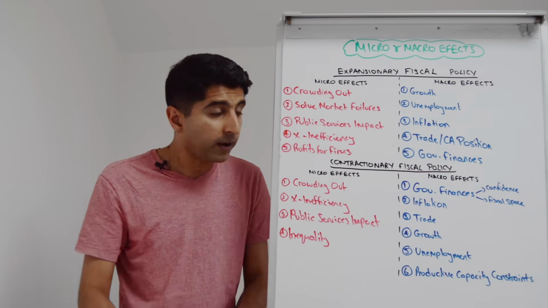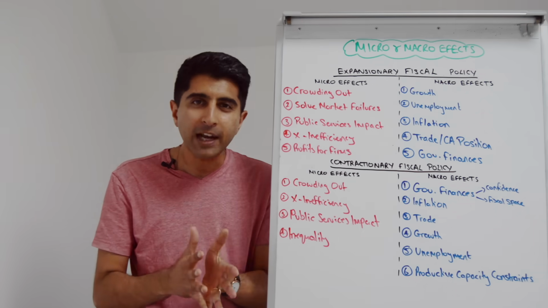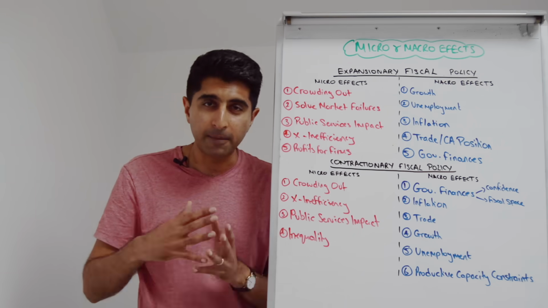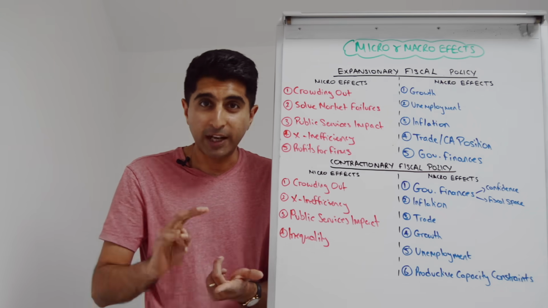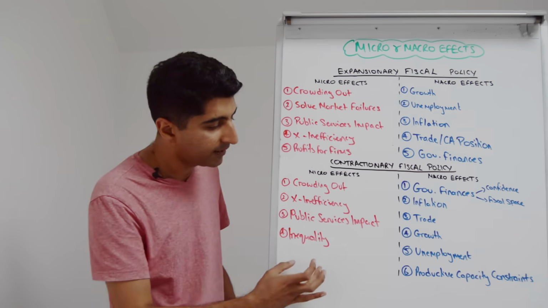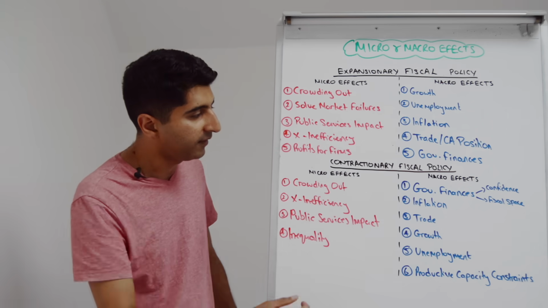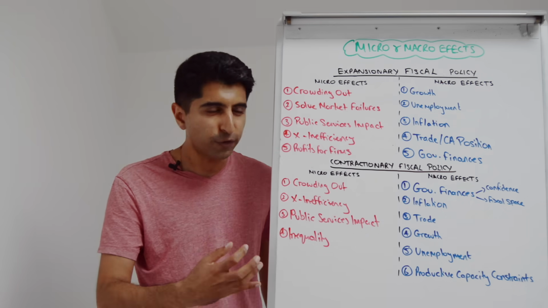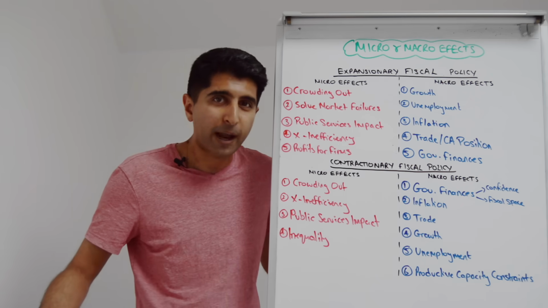And higher inequality. If inequality is in the micro side of your course, then you can mention that as a micro effect by cutting G on education, health, cutting G on welfare, but also raising regressive taxes that could actually widen income inequality. If that's not in the micro part of your course, if it's in the macro side, well, that'll be a macro effect.